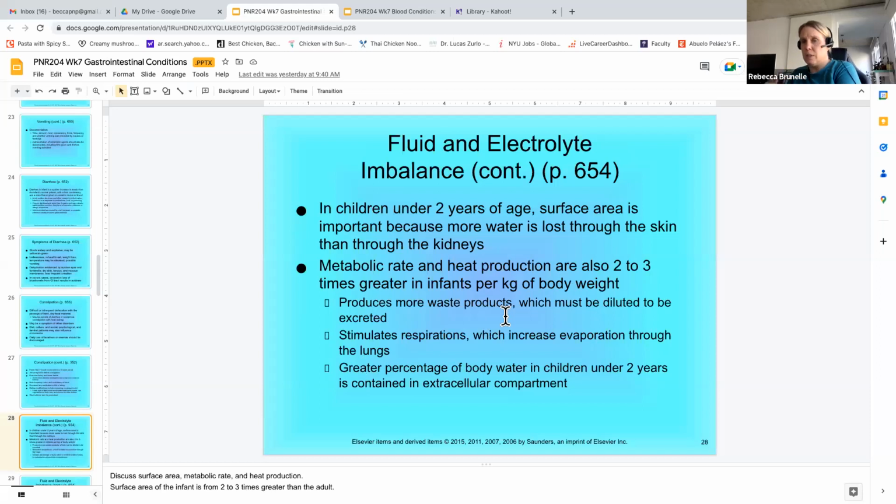So there's a couple reasons. Kids are at higher risk for dehydration than adults. I want you guys to think, based on what we've talked about this term, what are some reasons that kids might get dehydrated more easily than adults? Immaturity of their organs. Yeah, so immature kidneys, they're not able to concentrate their urine, so they end up losing more fluid through their urine. Very good. What's another reason?